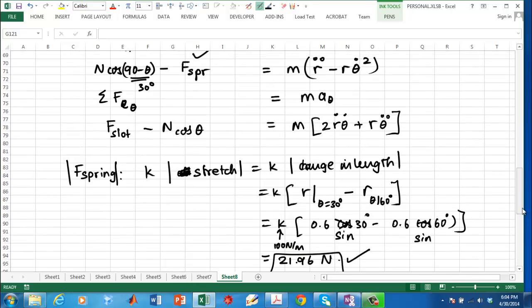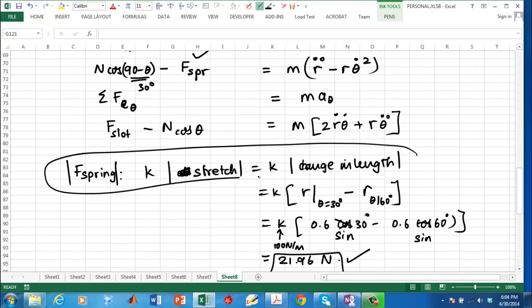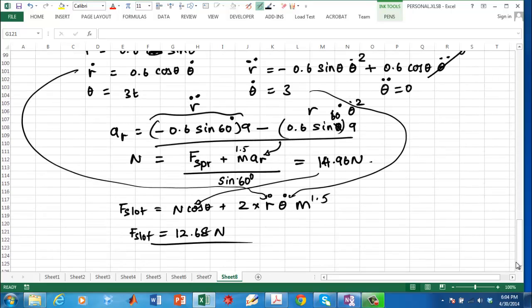Rest of the stuff: here's something about springs that you have to know, and this is how we figured out the change in length of the spring. So you have to do it piece by piece and get it all the way to the end.